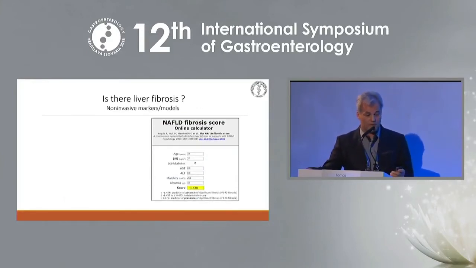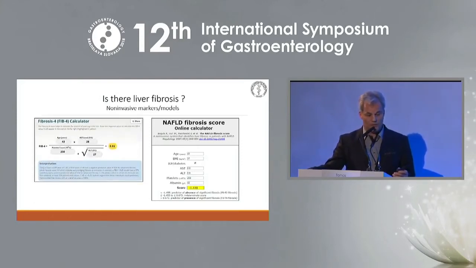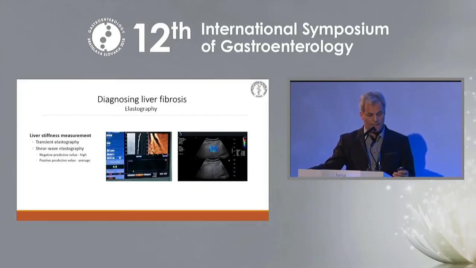Here is an example of an NAFLD fibrosis score, which is an online calculator that can be used, and we get a score, and the score tells us about the probability of severe fibrosis. And this is the FIB4 score, which is also used in a similar way.